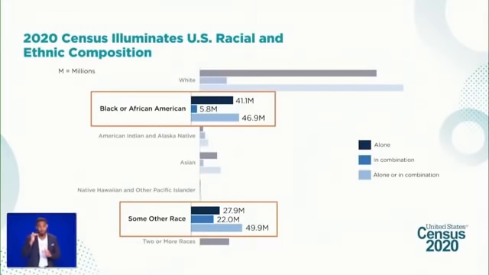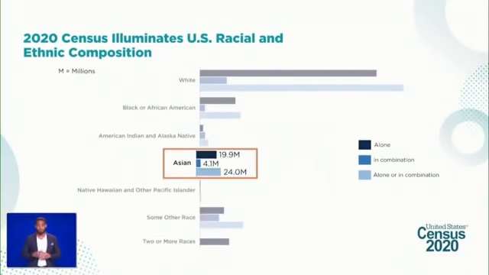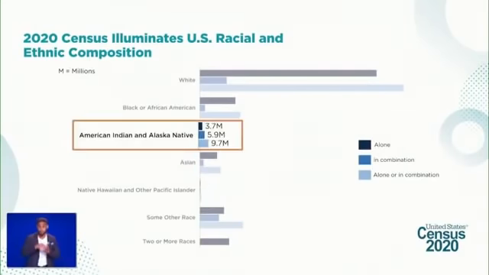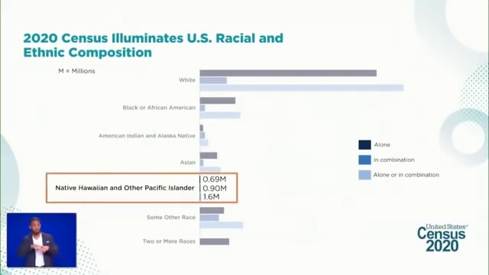The sum of the race alone or in combination population at 49.9 million surpassed the Black or African American population, which was 46.9 million, as the second largest race alone or in combination group. The next largest racial populations were the Asian alone or in combination group with 24 million people, the American Indian and Alaska Native alone or in combination group with 9.7 million people, and the Native Hawaiian and other Pacific Islander alone or in combination group with 1.6 million people.